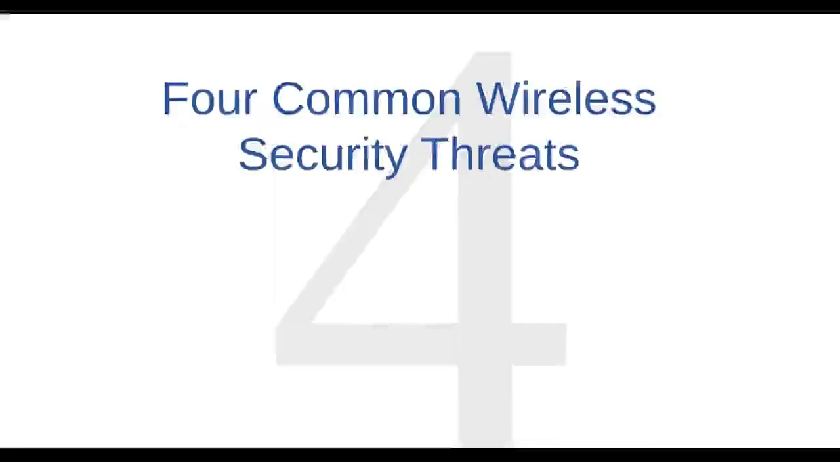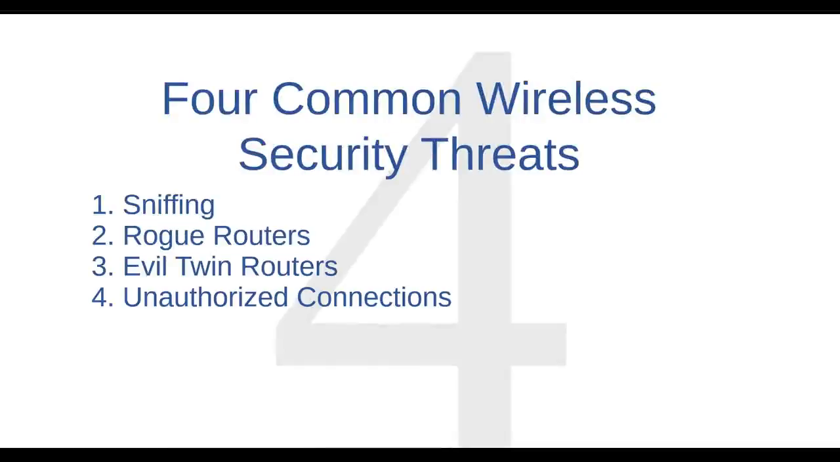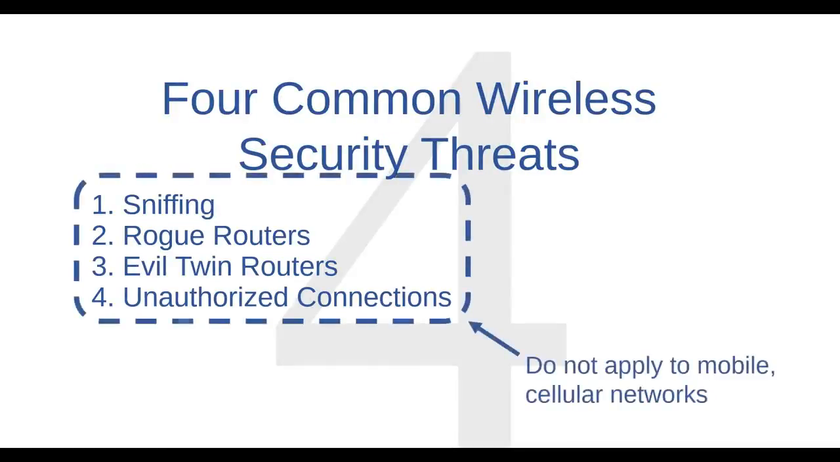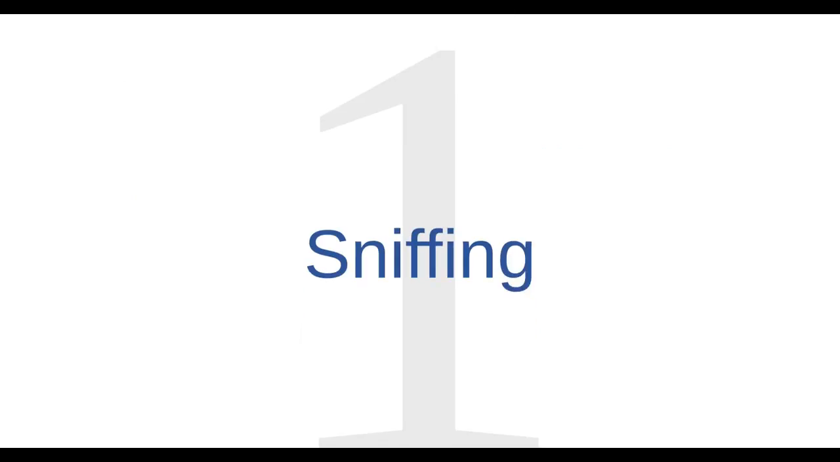We'll discuss the following 4 wireless security threats: sniffing, rogue routers, evil twin routers, and unauthorized connections. At the beginning here, I'm going to remind you that these threats apply to Wi-Fi internet, but they do not apply to mobile cellular networks, which use different technologies besides Wi-Fi. So when you are using Wi-Fi on your phone, this lesson applies, but when you're using data on your phone, it probably doesn't.